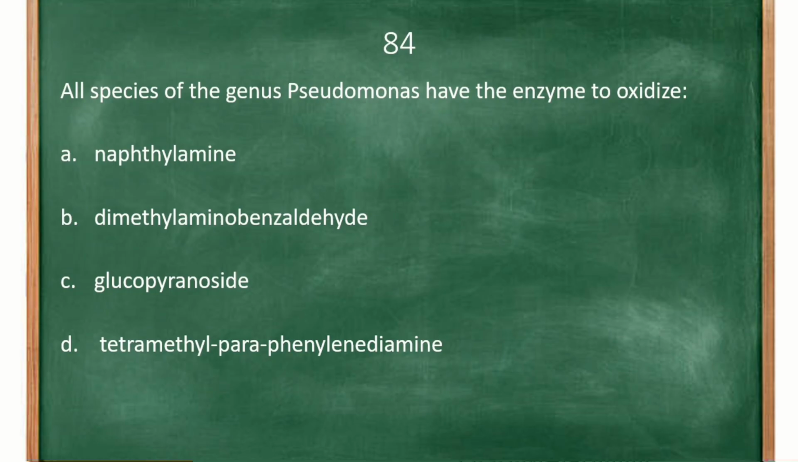Okay, then 84. It says that all species of Pseudomonas have the enzyme to oxidize A, naphthylamine. These words are difficult to pronounce. B, dimethylaminobenzaldehyde. Then C, glucopyranoside. I hope I got that one right. Then D, tetramethyl-para-phenylenediamine. So the answer here is D, tetramethyl-para-phenylenediamine.